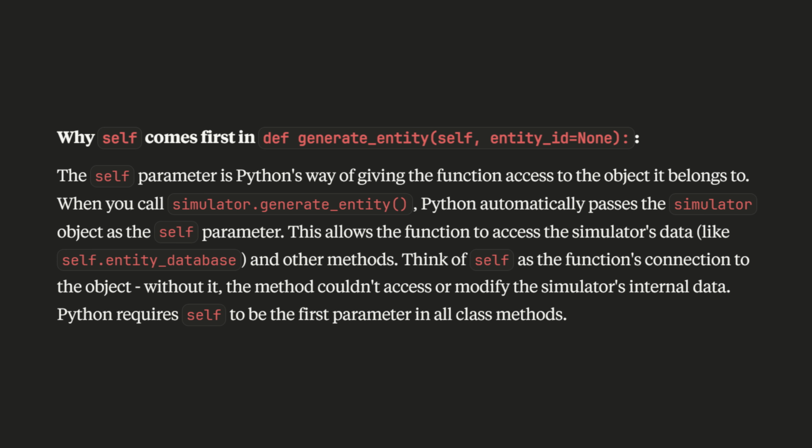So self is a required parameter that connects this function to our simulator object. Every method inside a class needs self as its first parameter so it can access the object's data and other methods, like we talked about this instance earlier in the course.